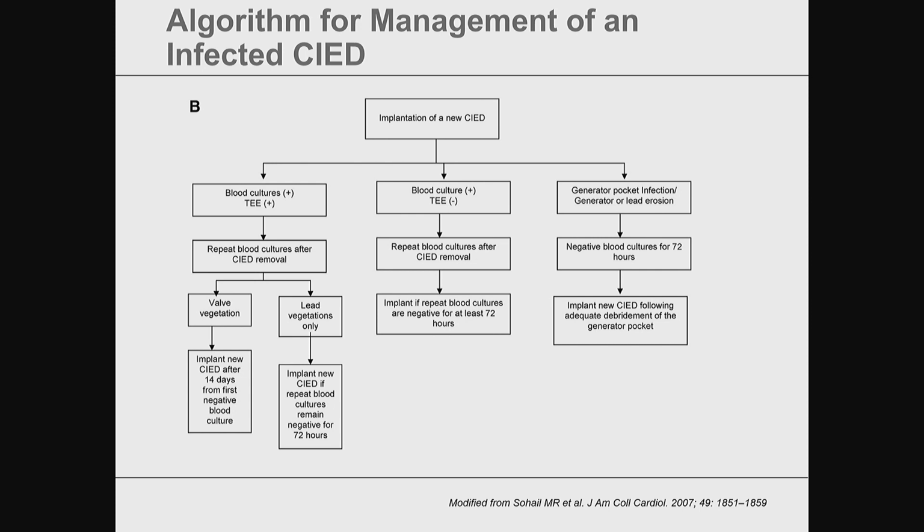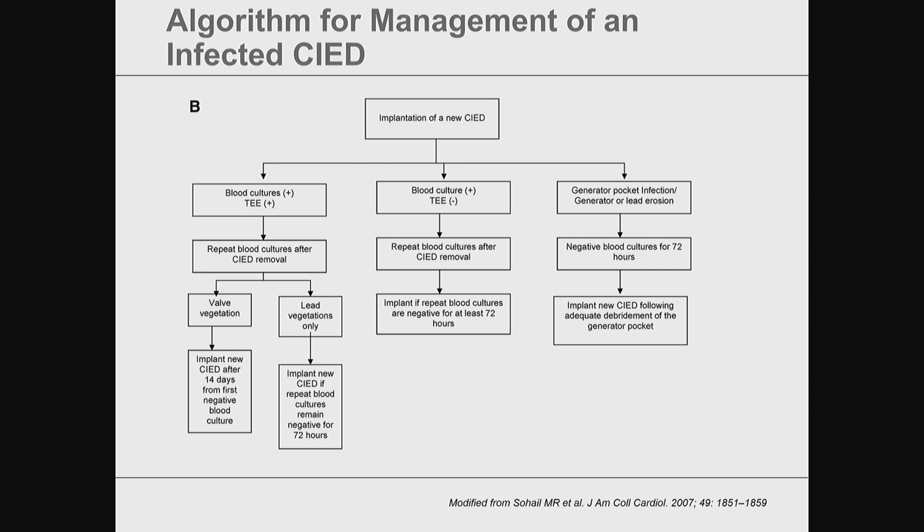So now, what do we do with this? Let's say you have a positive blood culture and a positive transesophageal echo. Then you want to repeat the blood cultures after you remove the device, which includes the generator and the leads. If you have a valve vegetation, then it's recommended that you implant the new device after 14 days from the first negative blood culture. If you only have a lead vegetation and not a valvular vegetation, then it's recommended that you implant the new device if repeat blood cultures remain negative for 72 hours.